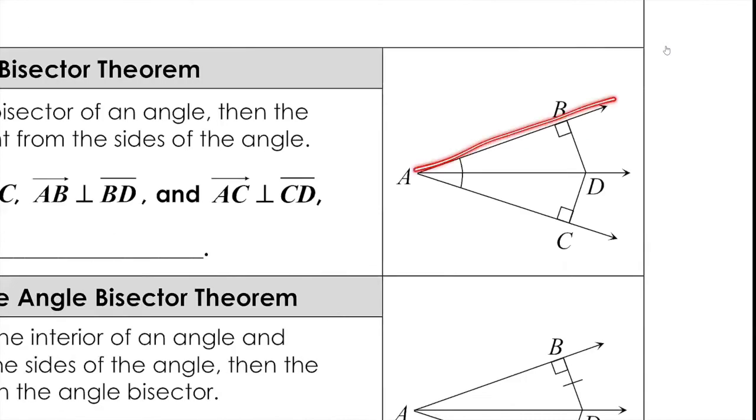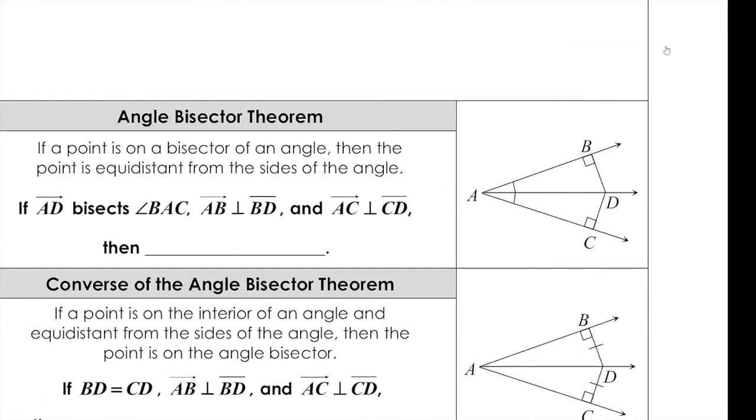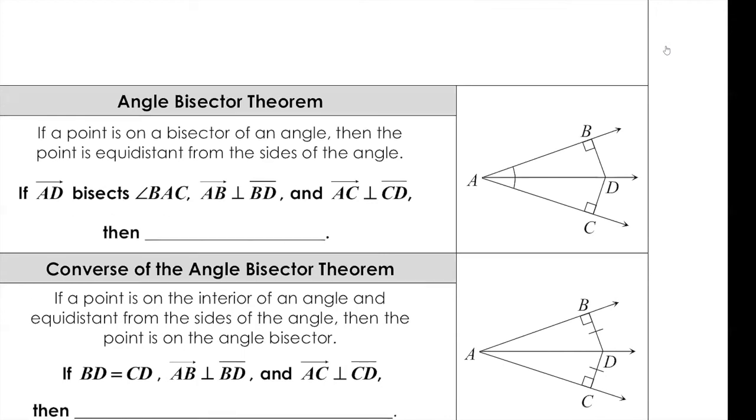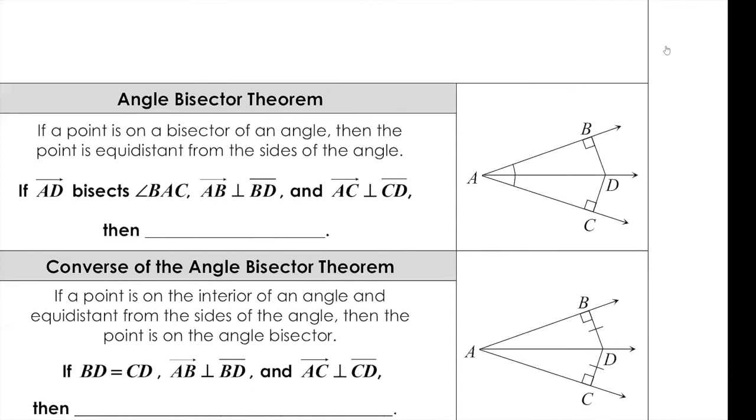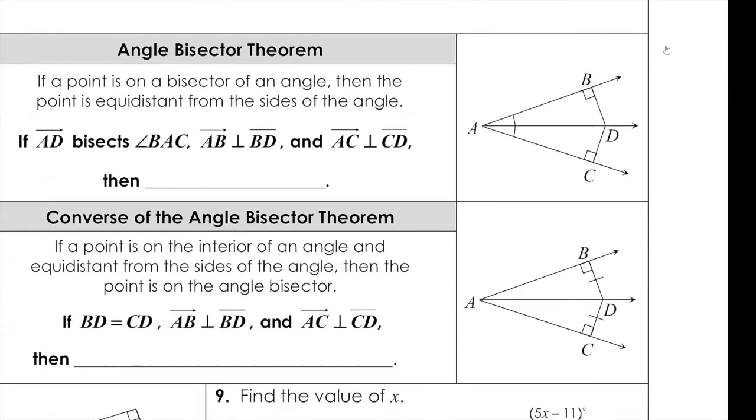We've got perpendicular relationships outside. There's a lot getting thrown at us. As long as that's bisected, AB is perpendicular to BD, and AC is perpendicular to CD. If that's true, then BD is congruent to DC. So this segment is congruent to that segment.